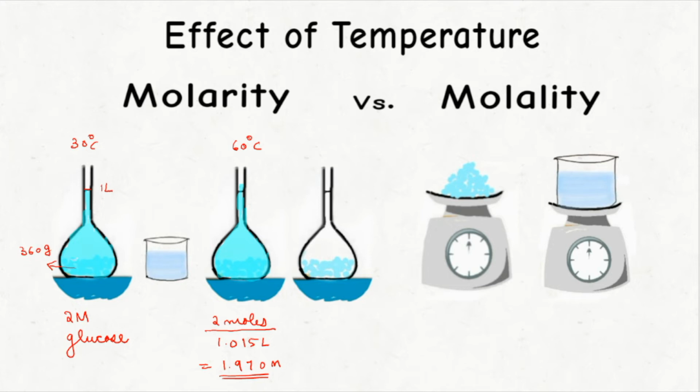It is reducing to 10 degrees Celsius now. Then what will happen to the volume of the solution? See, it is slightly less than 1 liter because when the temperature decreases, water contracts slightly, right? Now, 2 moles are present in 0.987 liter. It is slightly less than 1 liter. Agreed? Now, what will be the molarity of the solution?